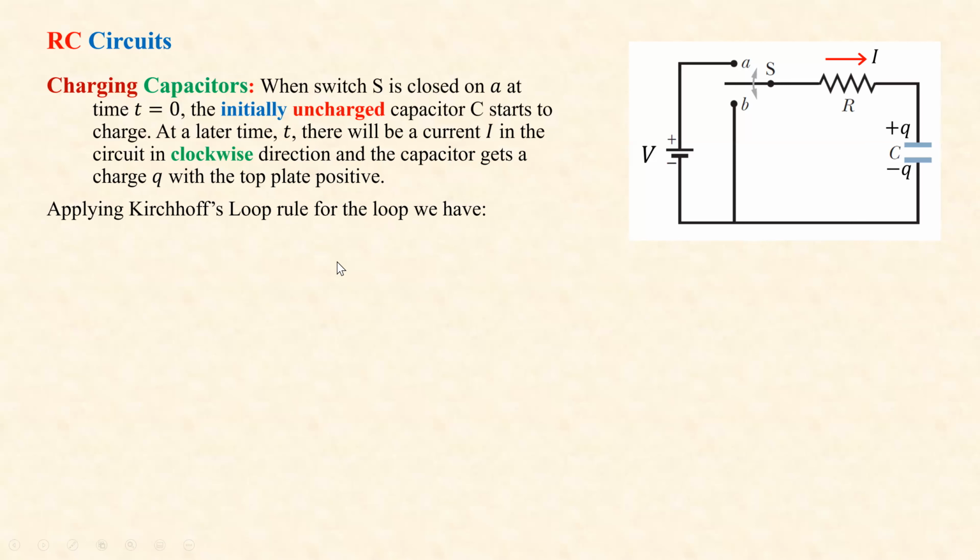So we apply Kirchhoff's laws, Kirchhoff's loop rule for this circuit when it is connected to A. So we say V, then we go through the resistor, we subtract IR, and then we go through the capacitor, becomes the potential difference here, but we go from positive to negative, and potential difference is Q over C and negative. So we write V minus IR minus Q over C equal to 0. So this is Kirchhoff's loop rule for this circuit.